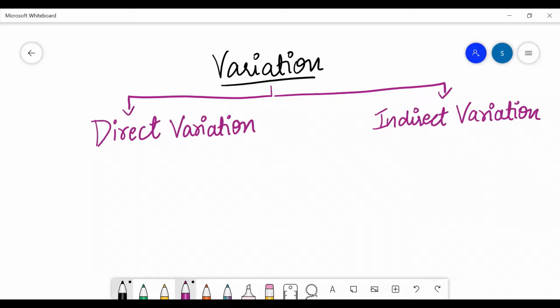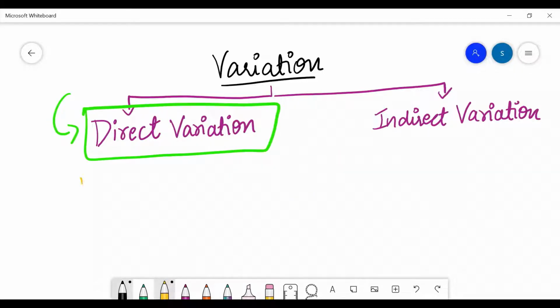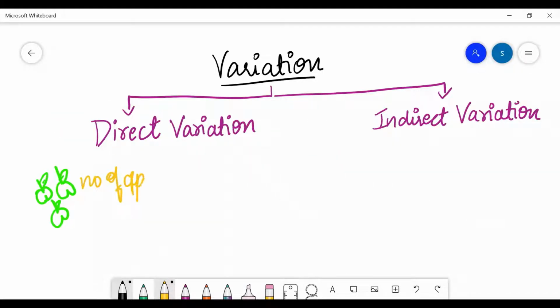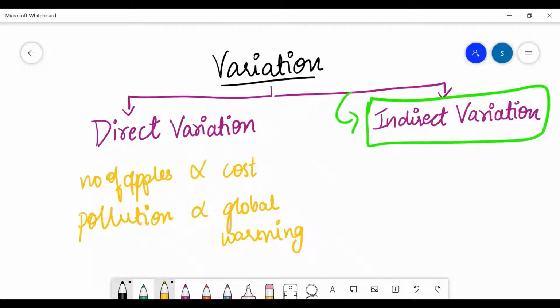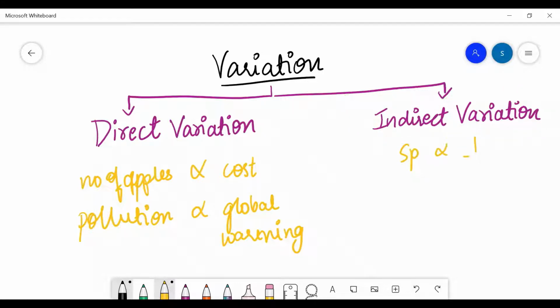To explain these variations, let me just give you a few examples. Under the direct variation, let's say the number of apples is directly proportional to the cost. What that means is if you take more apples, you're going to pay more for those apples because of the quantity. Another example could be the amount of pollution is directly proportional to global warming. This is again a direct relationship where an increase in pollution causes an increase in temperature of the earth, causing an increase in global warming.